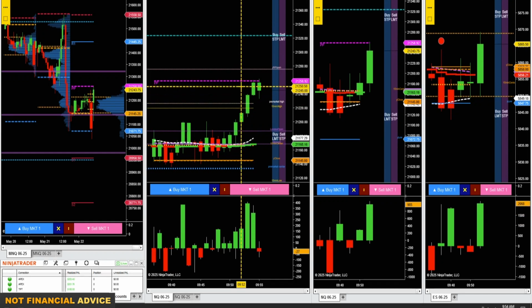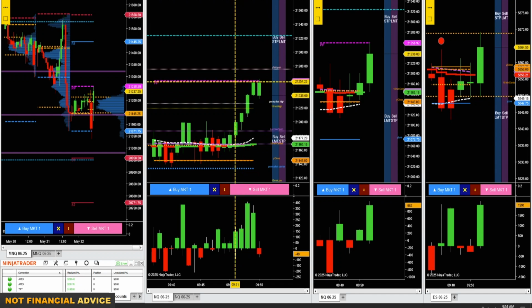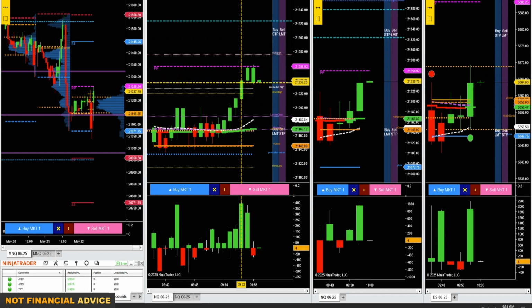I just took a bounce trade short off of the pivot point. We just bounced off of the pivot point pretty much to the tick. Bounced down over 20 points now.